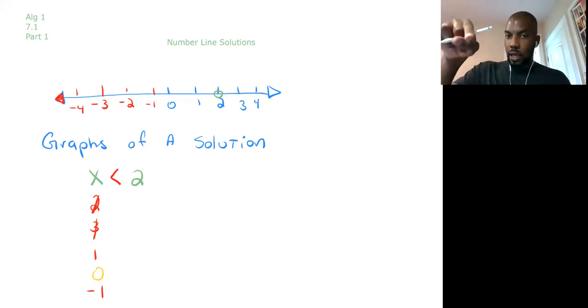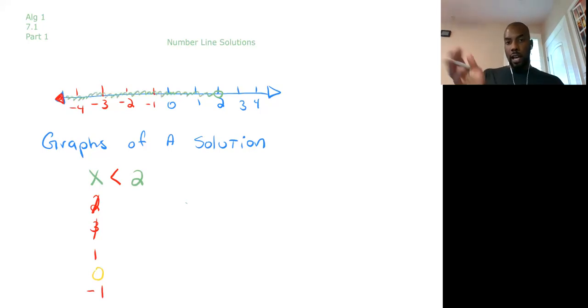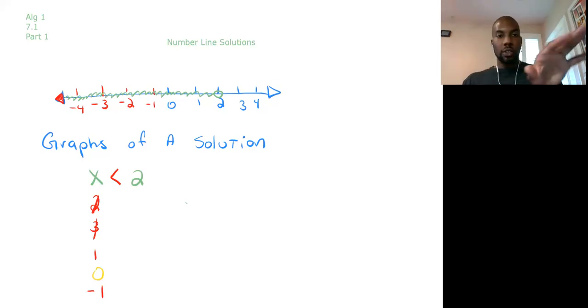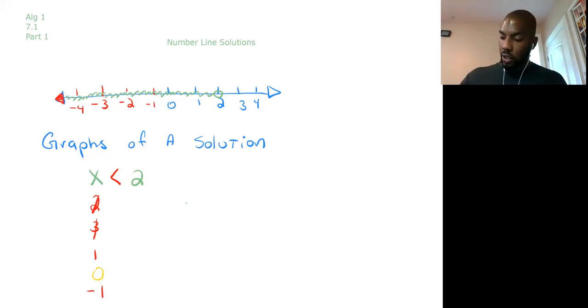So I put an open dot on 2, and then I shade all of the numbers that are in fact less than 2. And that's every single number that's to the left of 2. I've shown you with a green little squiggly line. All of those numbers are less than 2, but not including 2, okay?